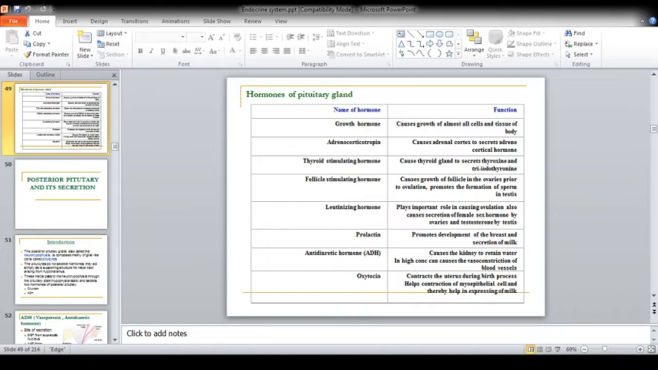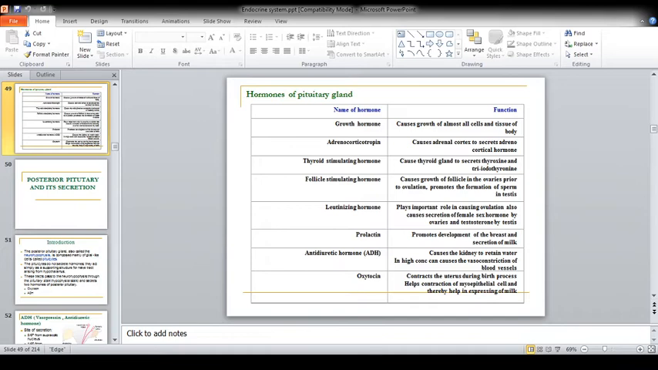On the other hand, the luteinizing hormone is also produced by the gonadotroph cells in the pituitary gland, and this hormone plays an important role in causing ovulation in females and also causes secretion of female sex hormones by the ovaries, that is estrogen, and it would also cause release of testosterone by the testes in males.